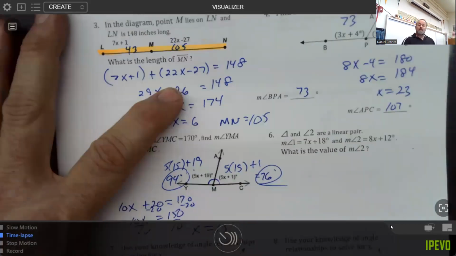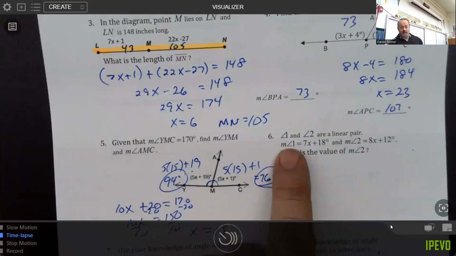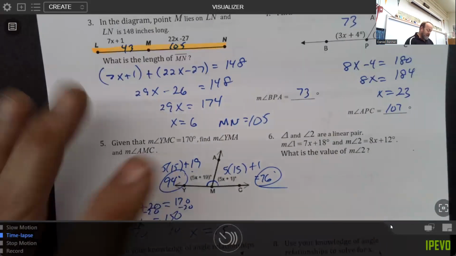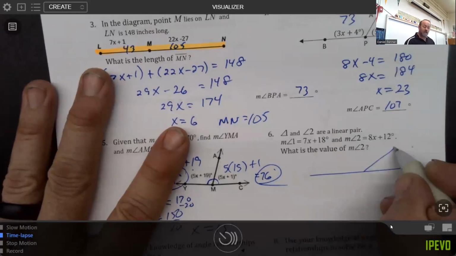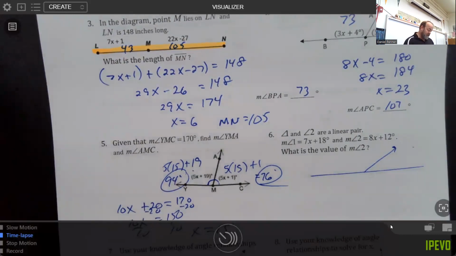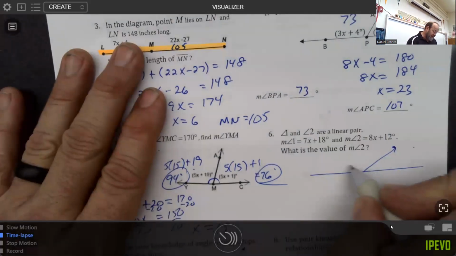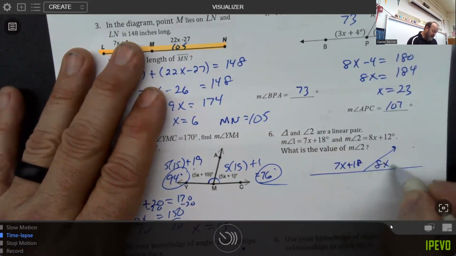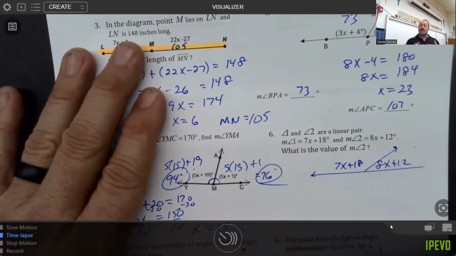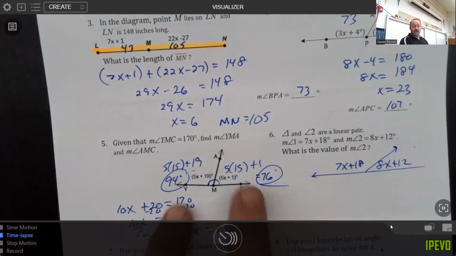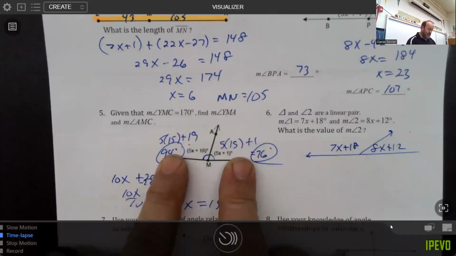Okay, so question number 6. Sorry, that looks like a triangle, but that's supposed to be angle 1 and angle 2 are a linear pair. As a picture, it's this kind of picture here: two angles that together form a line. One of the angles is 7x plus 18. The other angle is 8x plus 12. If they form a linear pair, then together they make a line, which means they add up to 180 degrees. So structurally, it's very much like question number 5.